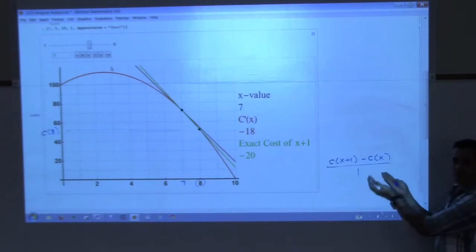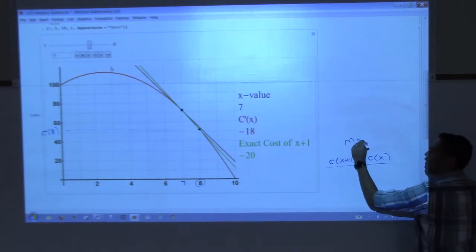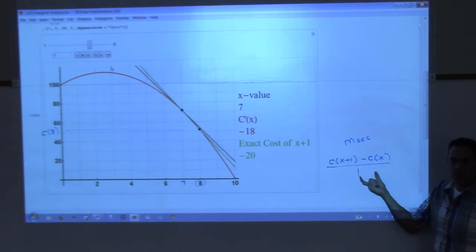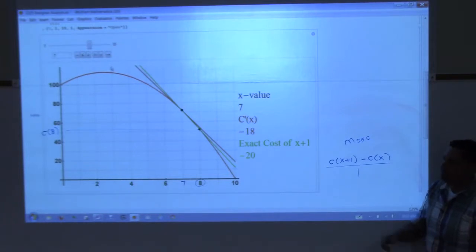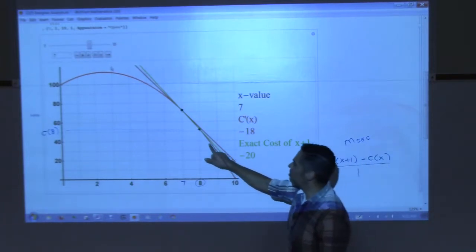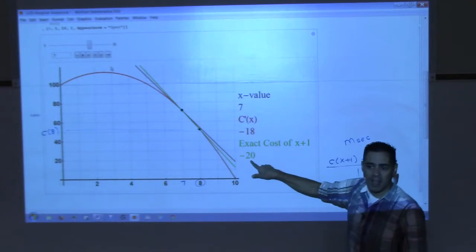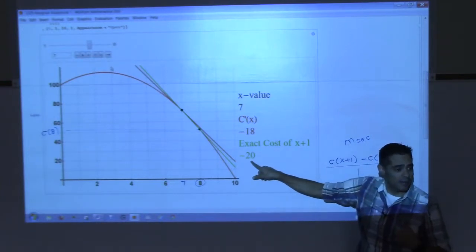So isn't this the slope of the secant line? Isn't that the slope of that secant line? Do y'all see that? Sure? Yeah. Y'all are just being agreeable? The green one is the slope of the secant line, and the answer to that is negative 20, and that's what we got, right?